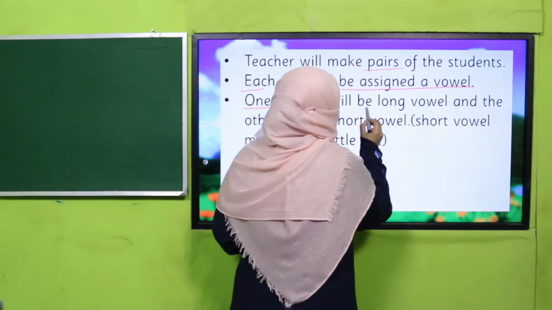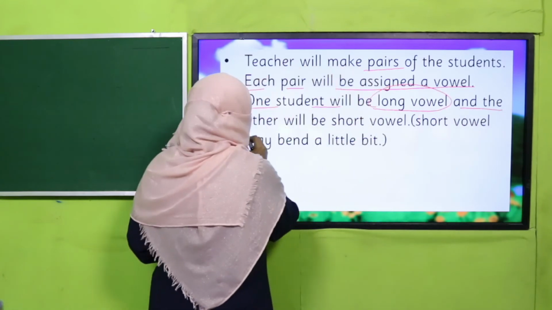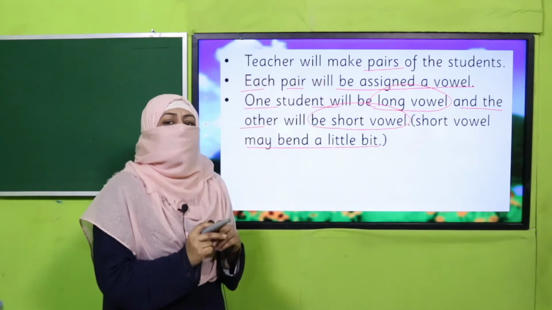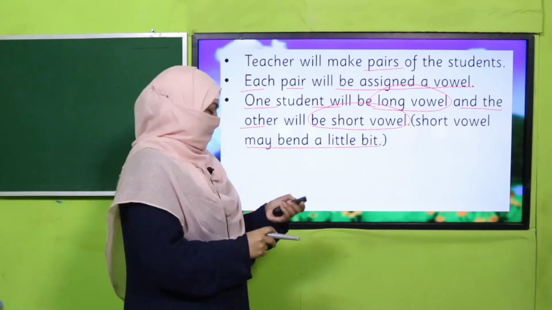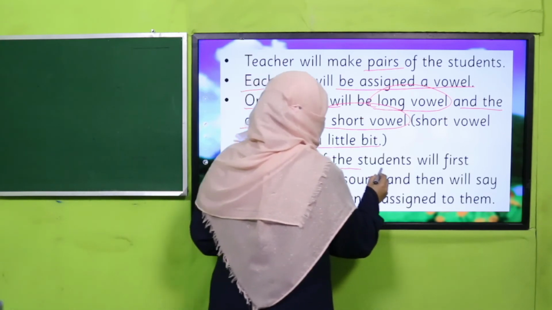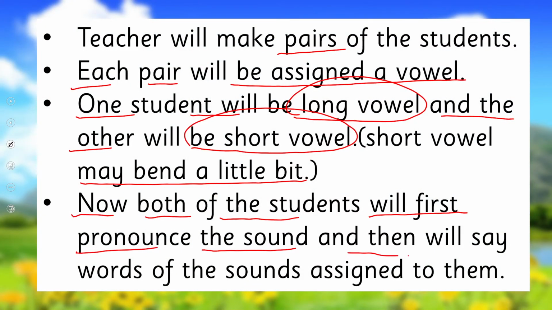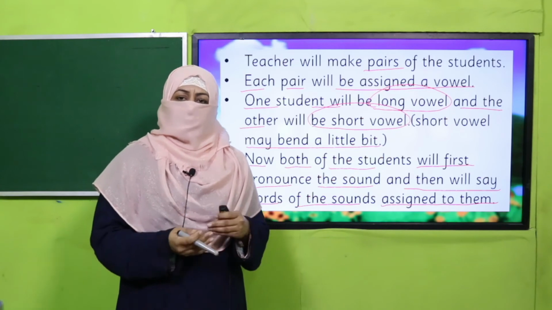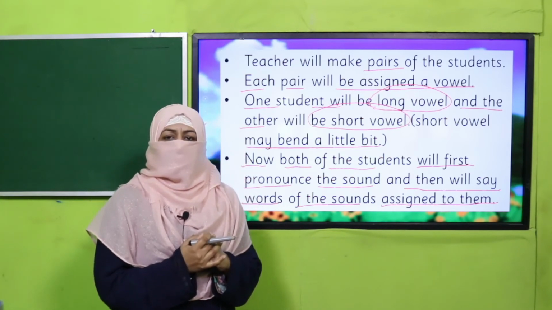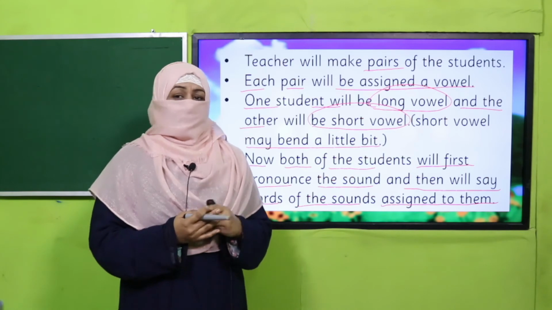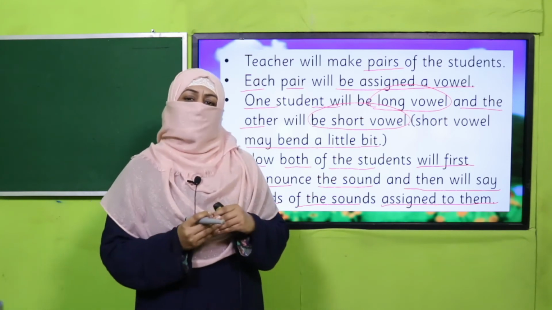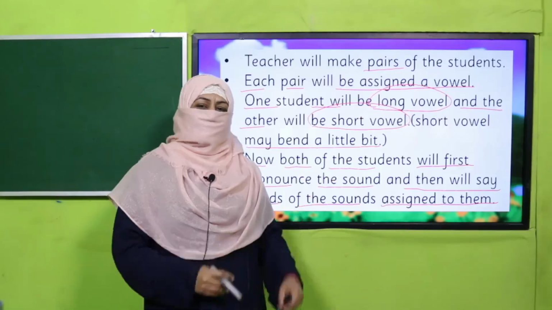One student will be long vowel and the other will be short vowel. And to make it more dramatic, the short vowel may bend a little bit. I'm short, I'm long. Okay. And now both of the students will first pronounce the sound and then will say words of the sounds assigned to them. For example, in a pair, if I'm assigned with vowel A and I'm short, I will say A, ant, okay, and A, cake, right? This is how all of you will pronounce the assigned vowel sound. Teachers, kindly pause the video and enjoy this activity with students.